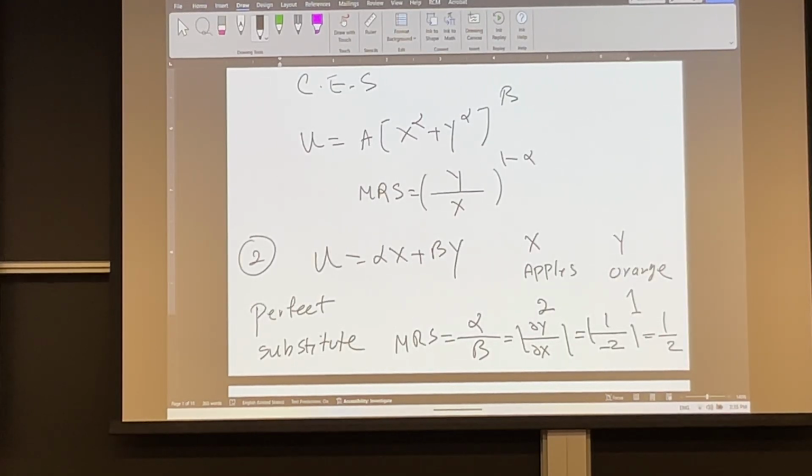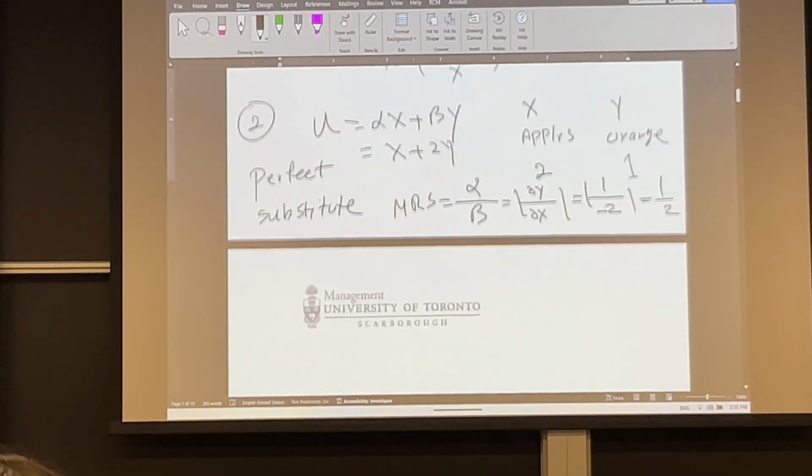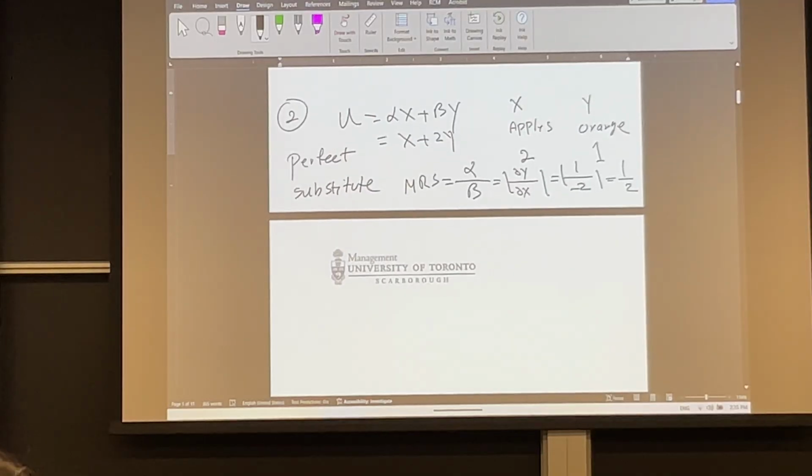So if the MRS is 1 over 2, the MRS is alpha over beta, the utility function becomes this. Right? That must be the utility function. Right? If you want to graph it, the indifference curve should look like this.